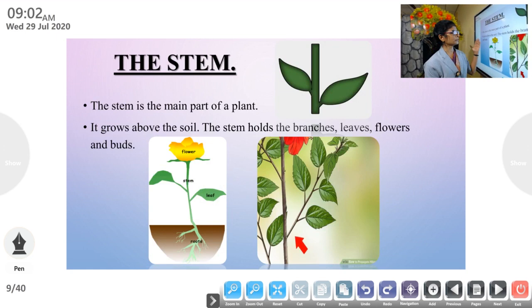Then you studied about the stem. The stem is the main part of a plant. It bears branches, leaves, flowers and buds. Look at this picture.